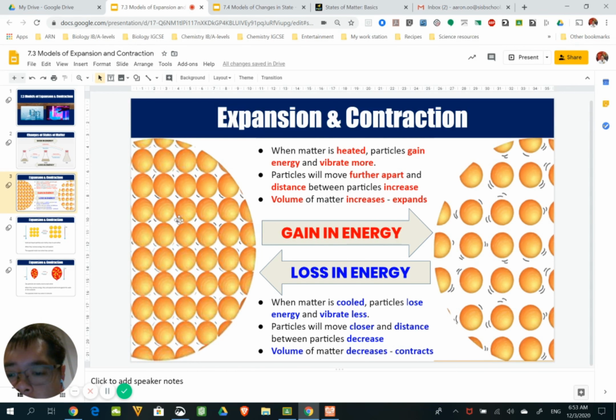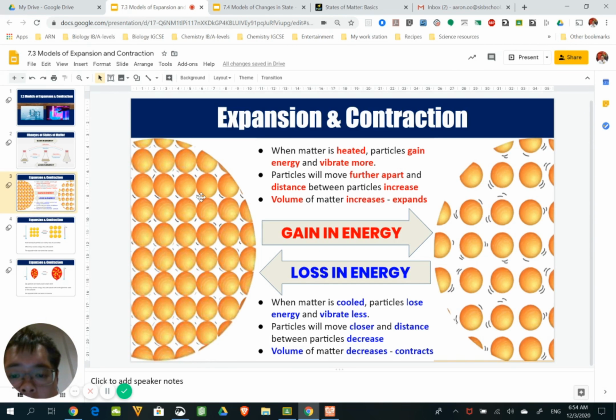Now you notice that in this one, all the particles are close to one another, yeah? All of them are close to one another, leaving very little space in between. So if I'm going to gain energy, and I know that my particles are vibrating at the same spot, what do you think is going to happen if it receives energy? Yep, if you have guessed it correct, it will definitely absorb that energy. It will gain the energy. And as soon as the particle gains the energy, it vibrates a little bit more. Yeah. And the particles will move further apart.